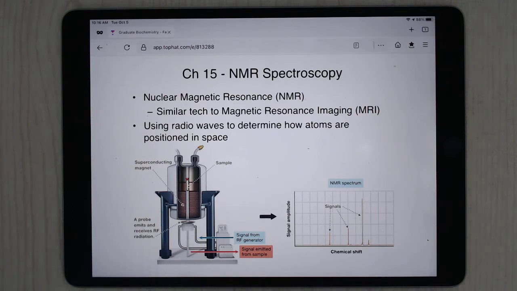Okay? The signal that comes out is going to look like this, where we're going to have these sharp peaks coming up from the bottom. So here we're going to be looking, unlike IR, which goes down, this one goes up.